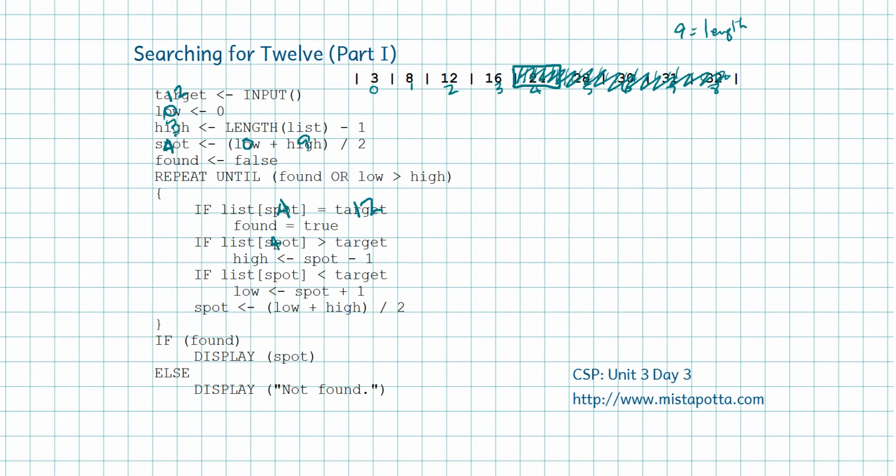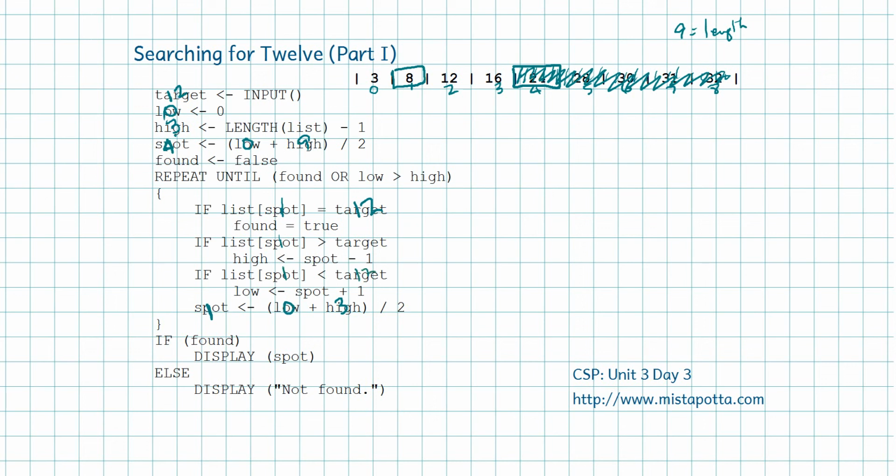Now I know spot is supposed to be low plus high divided by 2, so I've got 0 plus 3, which is 3, and 3 divided by 2 is 1. So now I'm looking at box 1. Okay, so looking at box 1, here's box 1. Is that a 12? Well, no, it's not a 12. Okay, is what's in box 1 bigger than 12? No, it's not bigger. 8 is not bigger than 12. Is what's in box 1 less than 12? And the answer is yes.